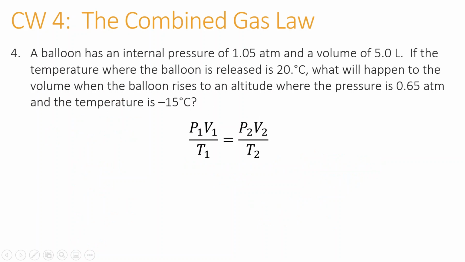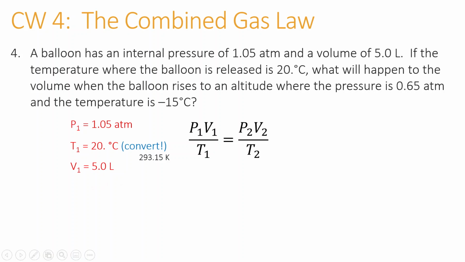A balloon has an internal pressure of 1.05 atm and a volume of 5 liters. We have a temperature of 20 degrees Celsius. So we need to remember to convert that by adding 273.15. So when I do that, I get 293.15.